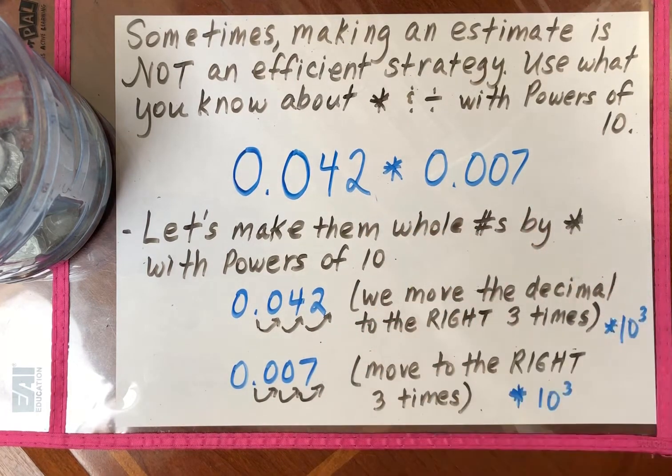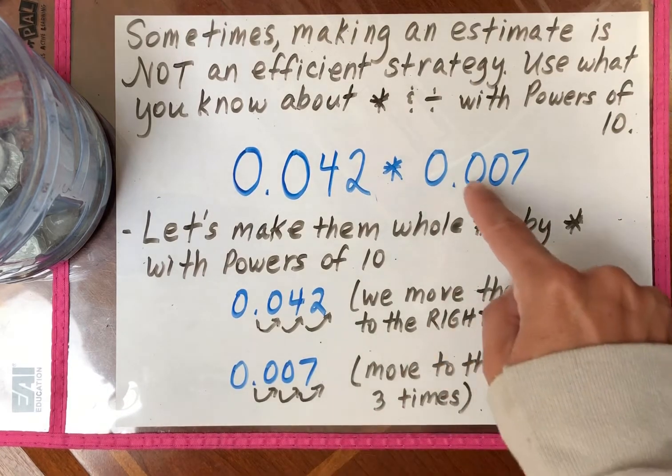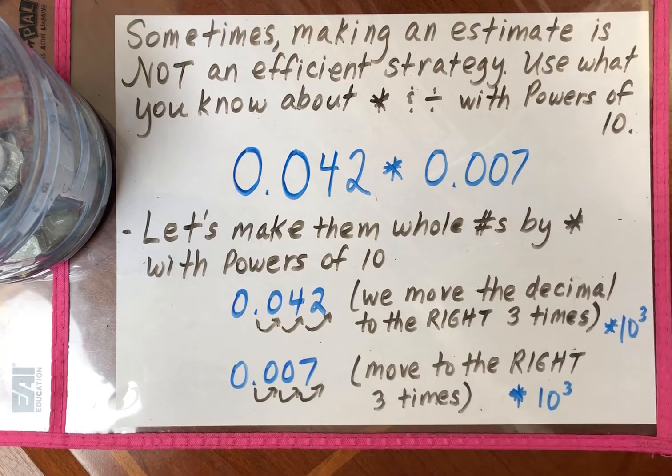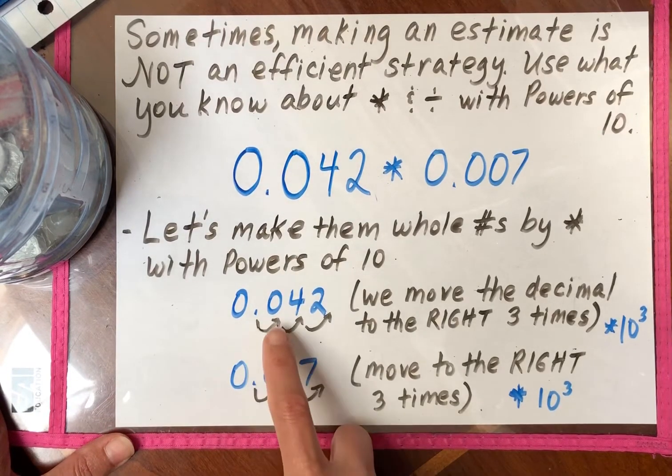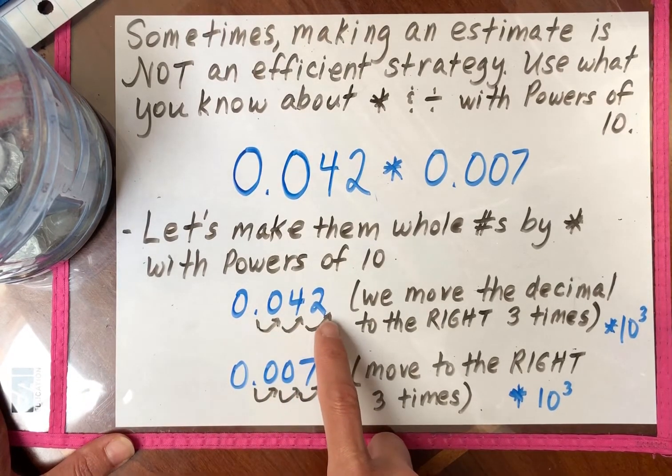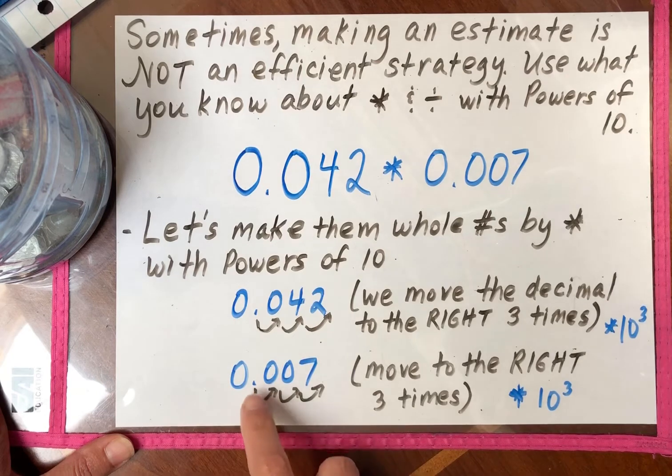I want to do the same thing to the 7 thousandths by moving the decimal to the right 3 times to make it the whole number 7. So I'm multiplying by 10 to the third power. So that's what I did here. I simply move the decimal to the right 3 times to make it 42, and I move the decimal to the right 3 times to make it 7. So I multiplied by 10 to the third power.